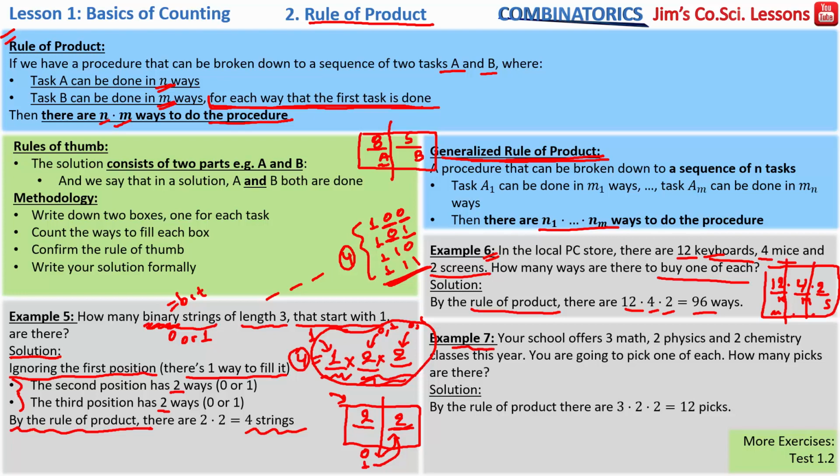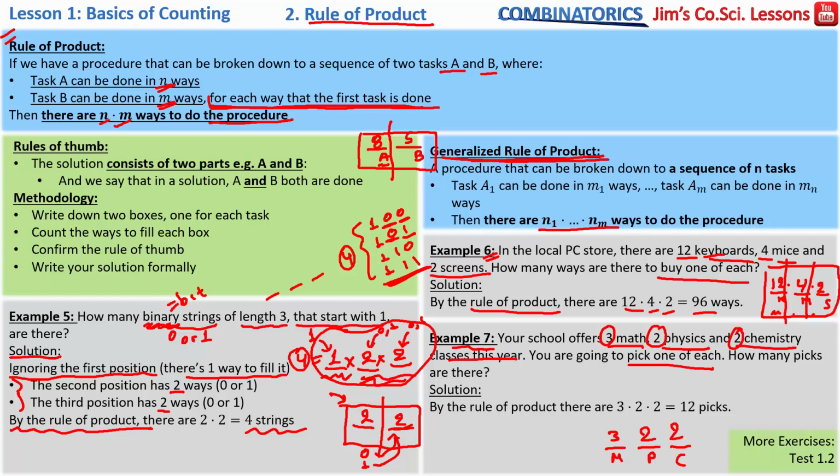And our final example, your school offers 3 math, 2 physics, and 2 chemistry classes this year. You're going to pick one of each. How many picks are there? So I have to pick 3 things. I have 3 positions to fill. The first position is about math, the second position is about physics, and the third is about chemistry. I go to the first position and I see that there are 3 ways to fill it. 3 ways. 2 ways about physics and 2 ways about chemistry.